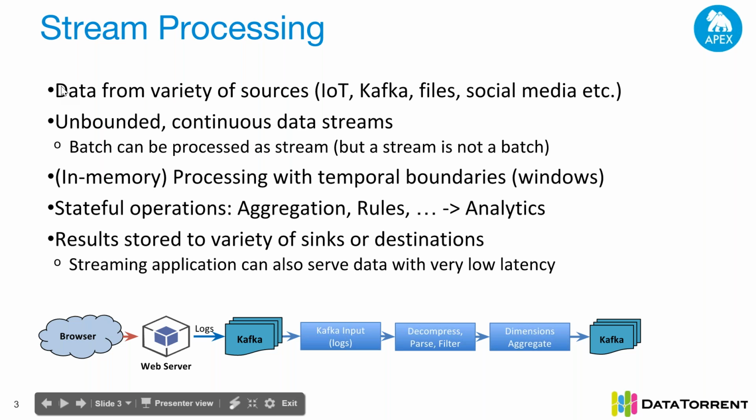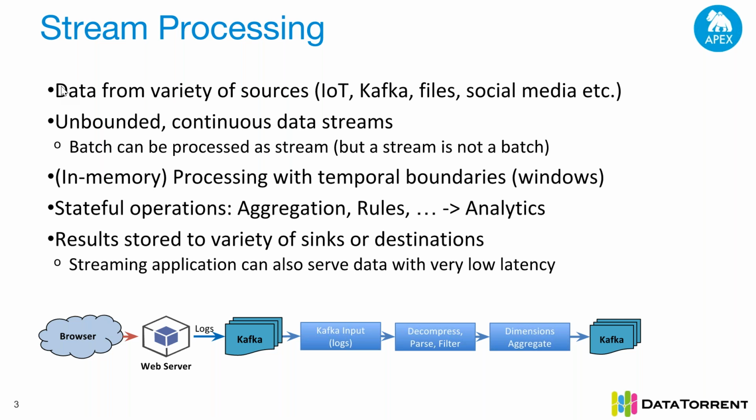From the stream processing perspective, it's important to understand that the value of your data degrades as the data gets older. That's why stream processing is very important. Data can come from a variety of sources such as IoT devices, Kafka, log files generated from your different servers, social media interactions such as comments and likes on Facebook, tweets from Twitter, or posts from Instagram. Such data is unbounded and continuous in nature.